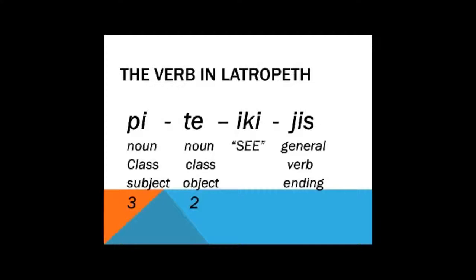Now, there are two prefixes on the verb. The first and second components there, pi and che. Pi is actually a noun class prefix. You will remember in the last video that there are 10 noun classes, and all the nouns in Latropeth will fit into a particular grammatical noun class, and each noun class has its own resident prefix or corresponding prefix. Pi is actually the prefix for noun class 3. Che is actually the prefix for noun class 2. What is all that about?